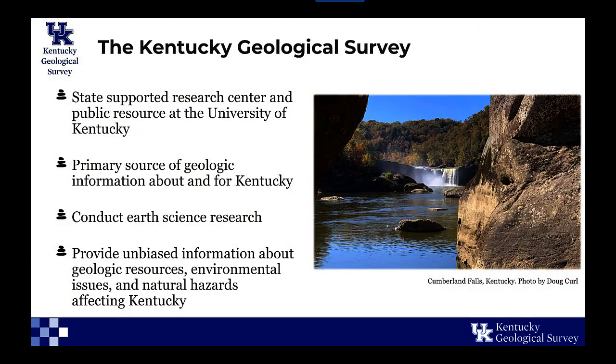So KGS is the Kentucky Geological Survey, and we trace our roots back to 1838, but we've been a part of the University of Kentucky since 1948 as a state-supported research center within the university. We're the primary source of geologic information about and for Kentucky. We conduct earth science research, and importantly, related to this map service, we provide unbiased information about geologic resources, environmental issues, and natural hazards affecting Kentucky.